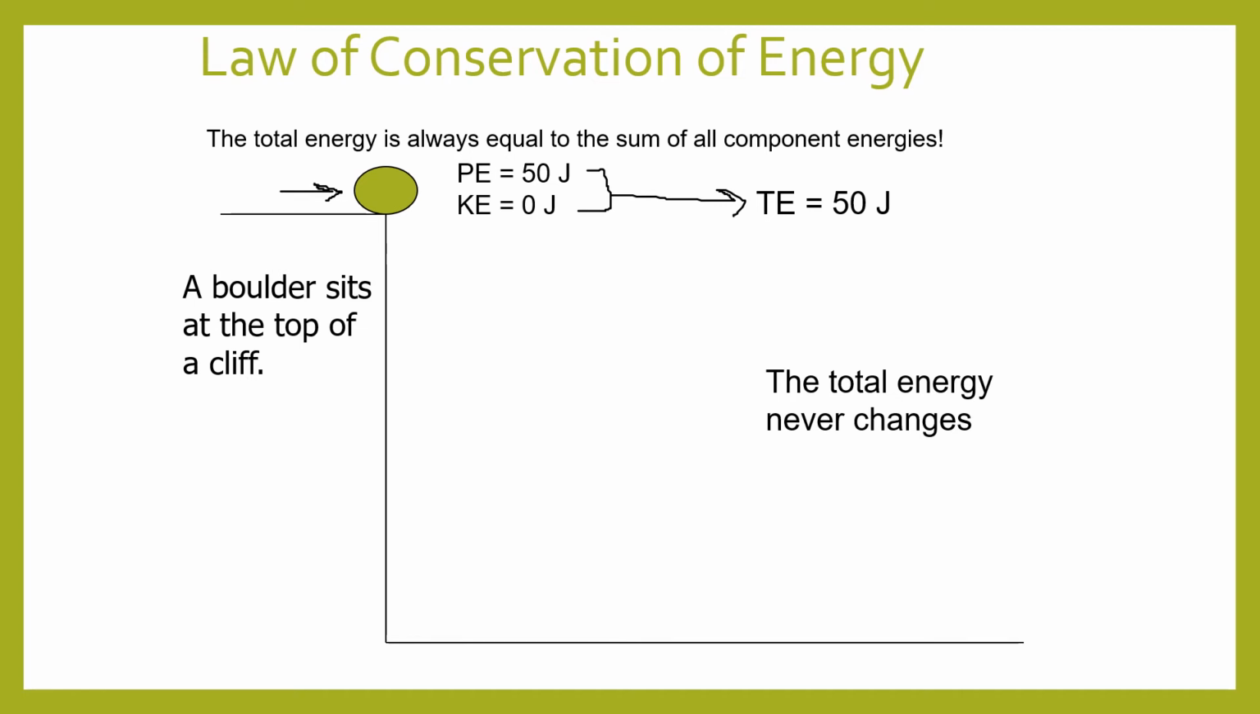But let's just say that the boulder falls. It was on the edge and it fell. And as it falls down, it's now less high. The height is decreased, therefore the potential energy is decreased. At this one point in time, so this is the same boulder, it's just at a different point in time, what is the kinetic energy?